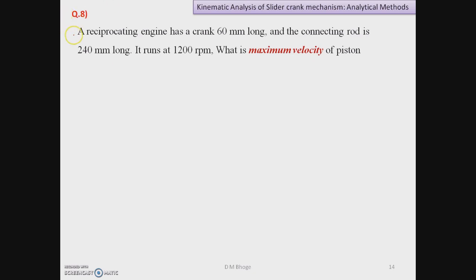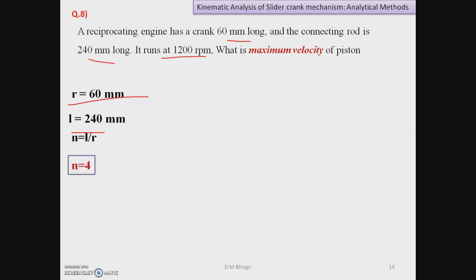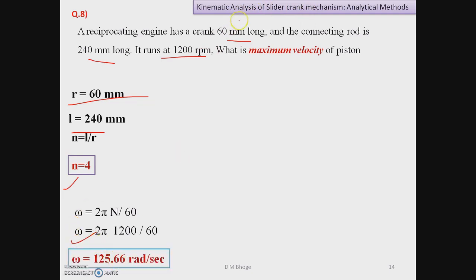Now question number 8. A reciprocating engine has a crank of 60 millimeters and a connecting rod of 240 millimeters. The crank speed is 1200 rpm. What is the maximum velocity of piston? Crank length R is 60 mm. Connecting rod length L equals 240 mm. So obliquity ratio N equals L by R equals 240 divided by 60, which is 4. Speed of crank is 1200 rpm, so in radian per second, it is 125.66.